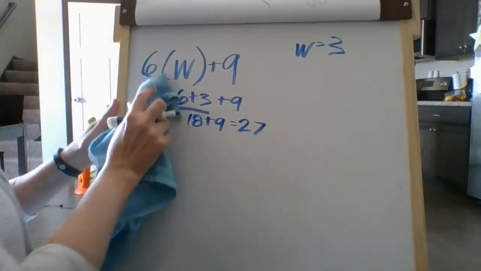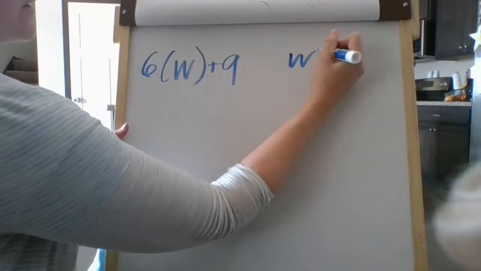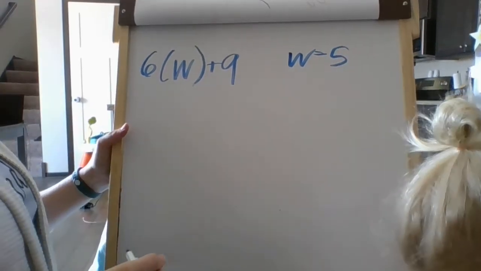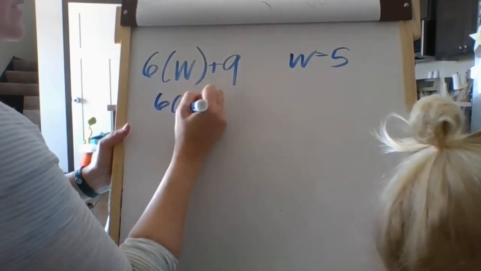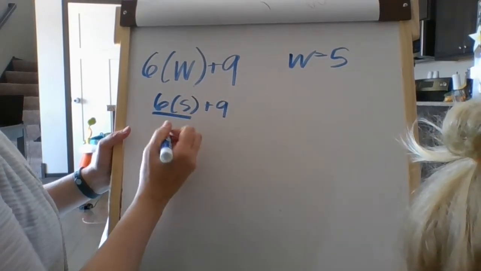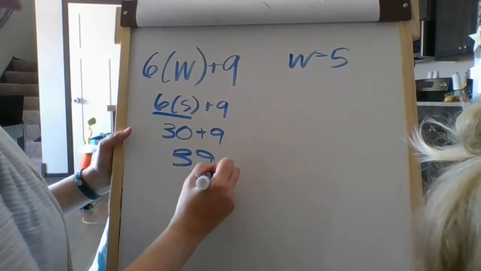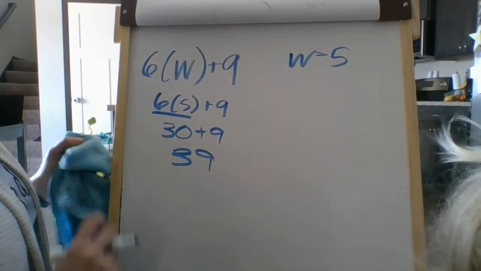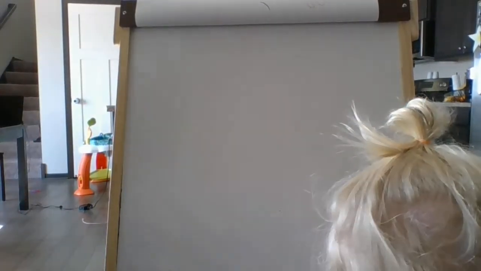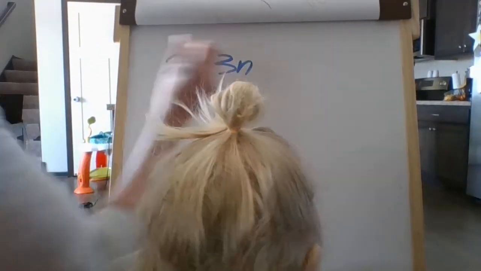Now, if I switch it up, what if I say that W is 5? We can plug that number in. 6 times 5 plus 9. Multiplication first. So we have 30 plus 9. Our answer would be 39. Okay, so keep in mind our order of operations as we go through those ones. Another quick example, what if we do 2 plus 3n?